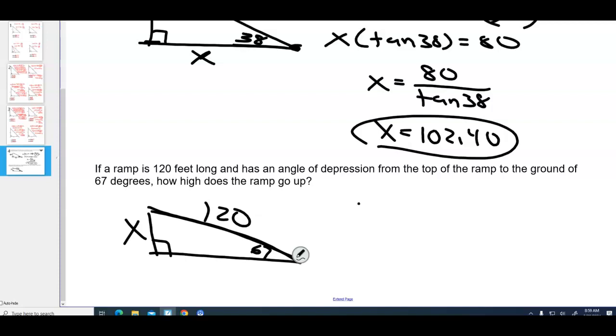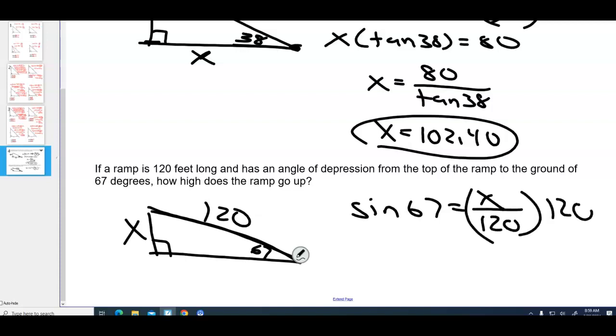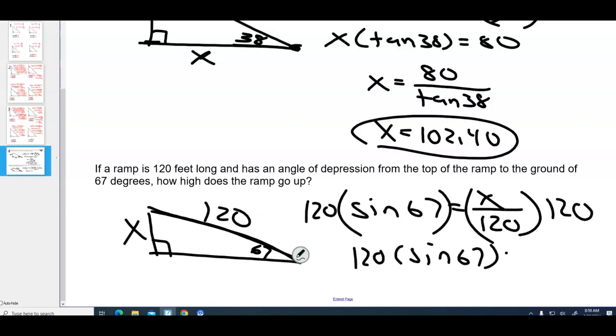So it's sine of 67 equals x over 120. And we're simply going to multiply both sides by 120. 120 times the sine of 67. Actually, for one time, let the video run while I type it in my calculator. 120 times the sine of 67. And we get 110.46 equals our x. And that's our answer.